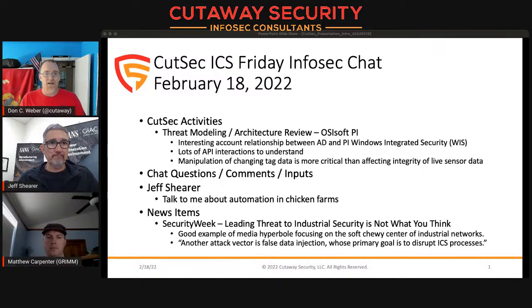One of the things that the client told me very specifically is, I asked them what is the thing that you're most concerned about? And I thought it was modifying the live sensor data, if I can get in there, man in the middle it, change it and stuff like that. And they're like, that would be bad. But what would be really bad is if you could manipulate the tag data that was used for storing and referencing the information. That was more critical, and they were more worried about that. So we're going to focus on that. What's your experience around that, Jeff?